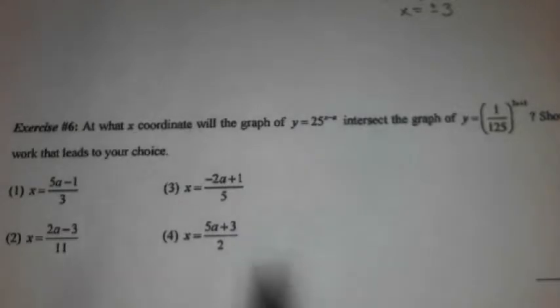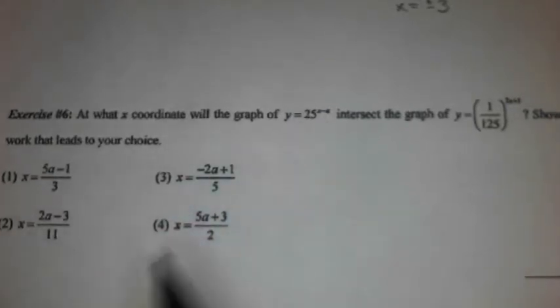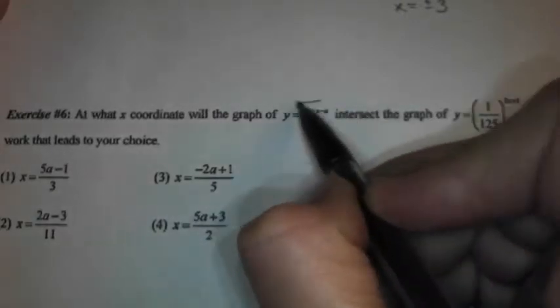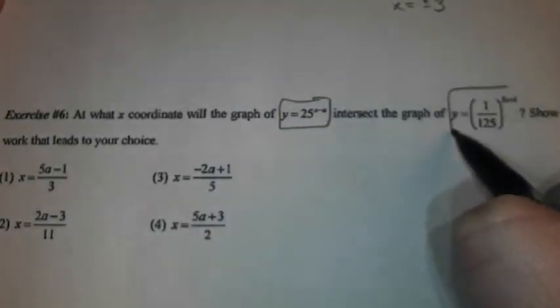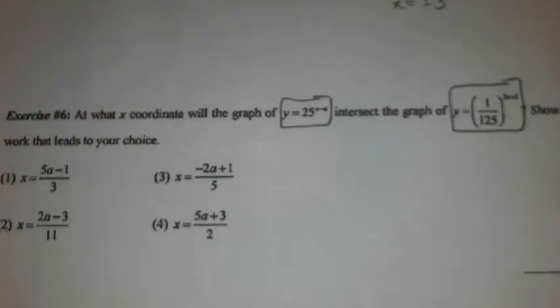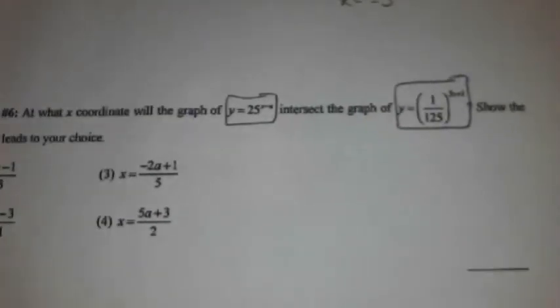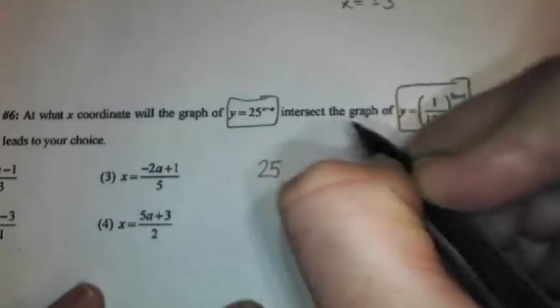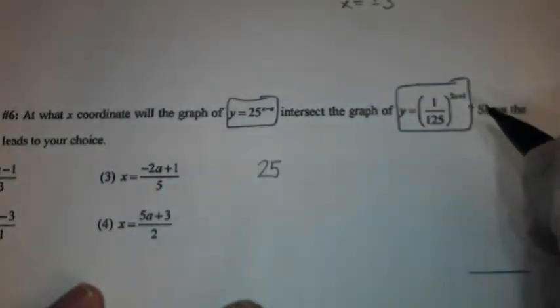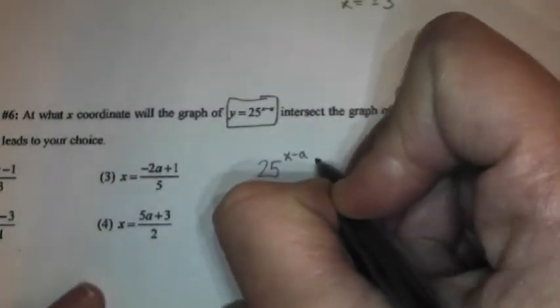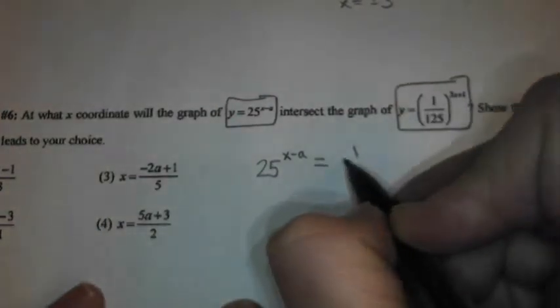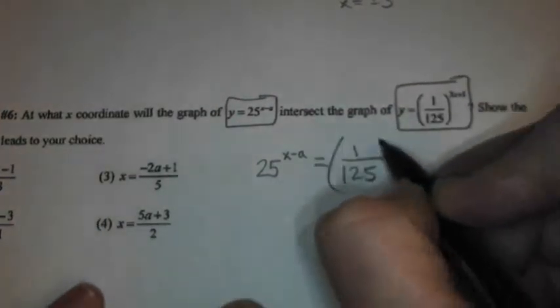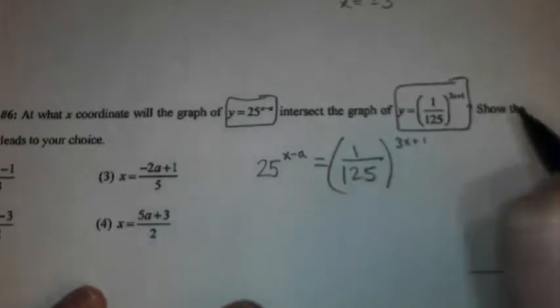Exercise 6 here is really asking the same thing, but it's in the way of asking you to solve a system. When will this graph cross this graph? Since they both equal y, you can set them equal to each other. So 25 to the 2x minus a needs to equal 1 over 125 to the 3x plus 1.